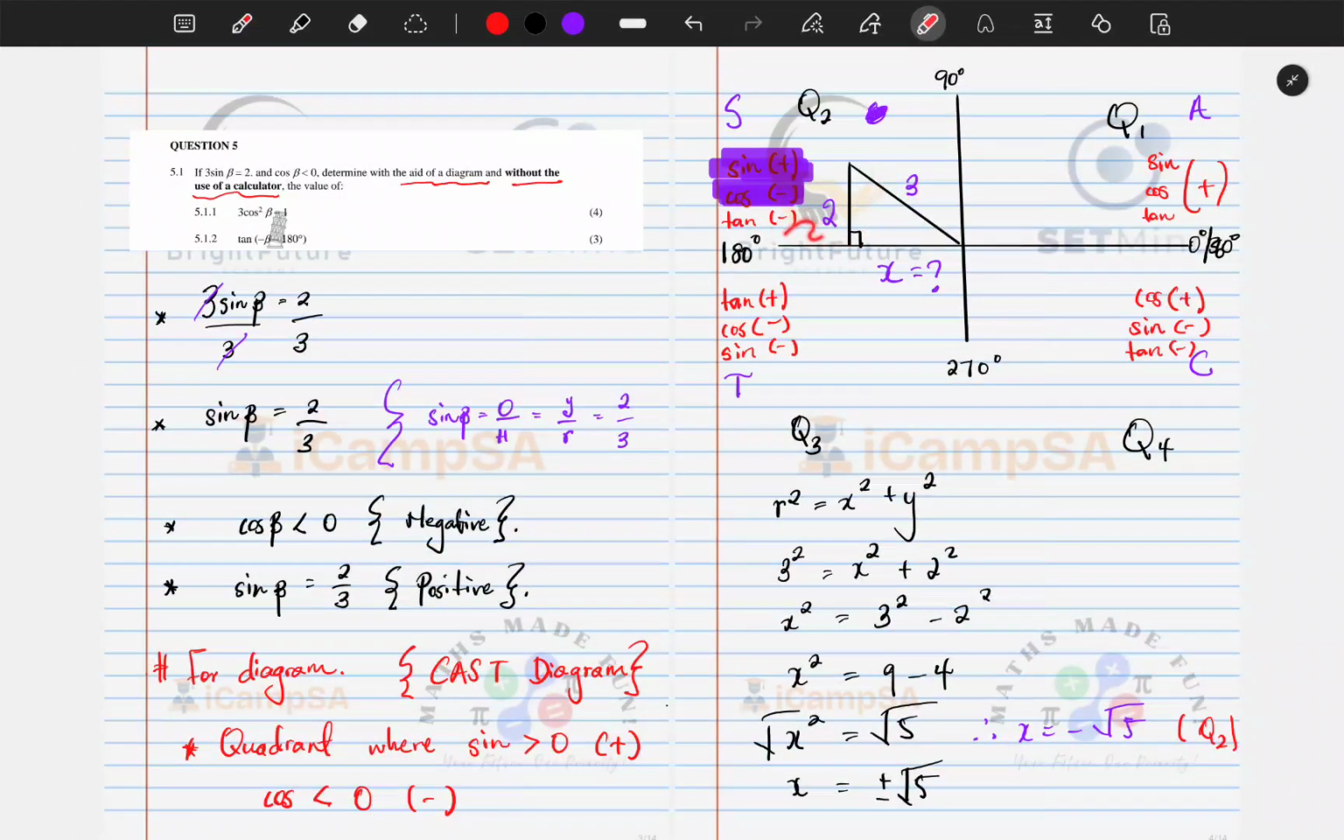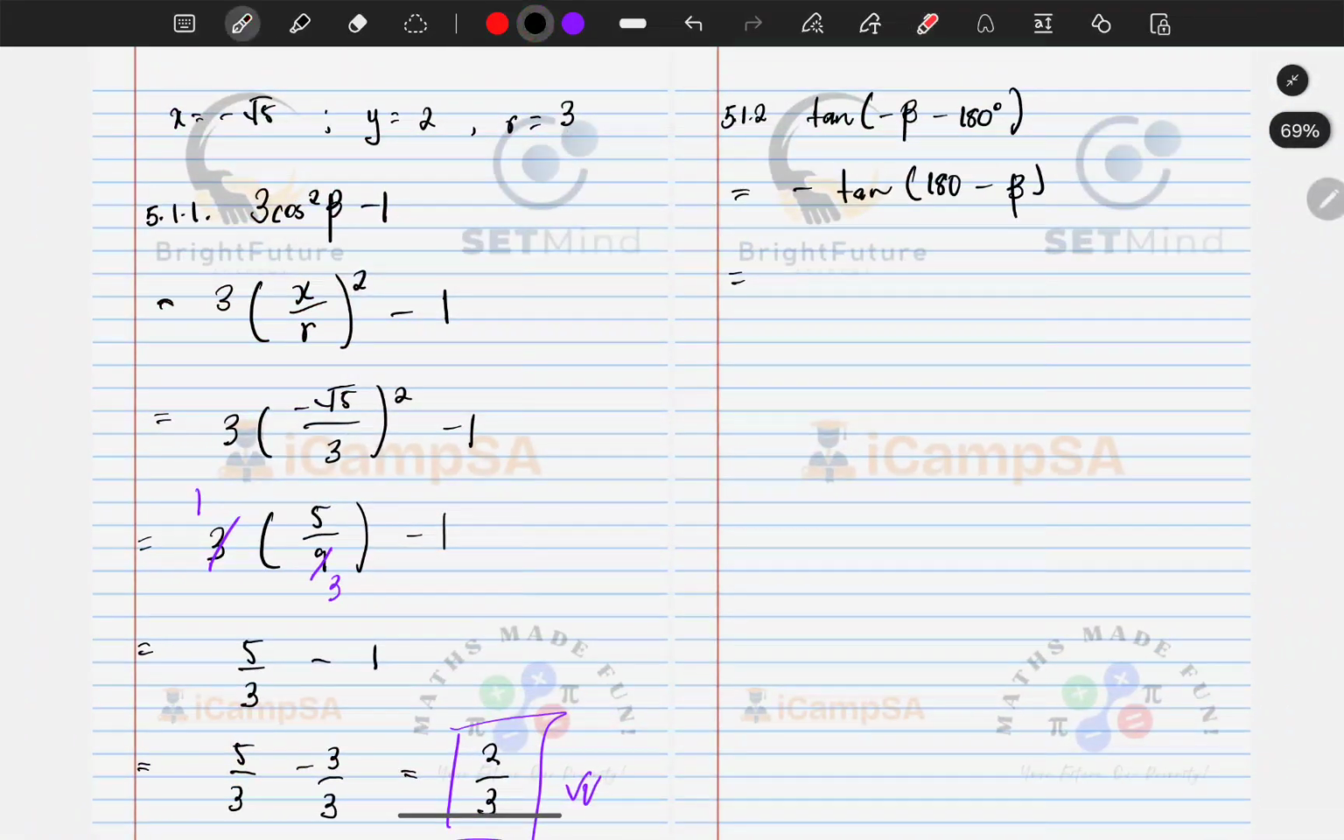And how is tan in quadrant 2? It's negative. So this is going to be the same thing as your negative into negative tan beta, right? And then negative and negative will cancel. So you have tan beta. And then now it becomes easy. What is tan? Tan is your opposite over adjacent, which is y over x, right?